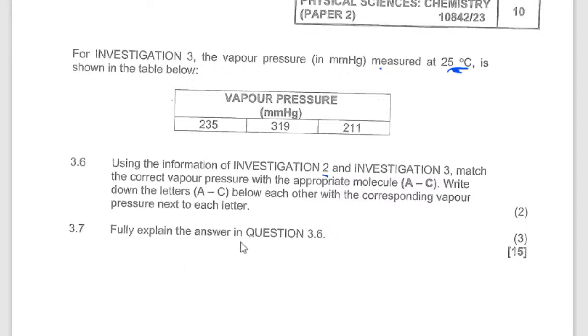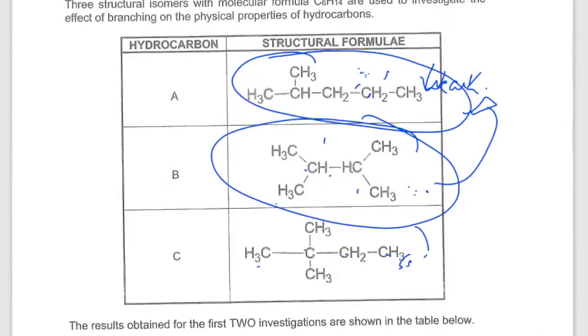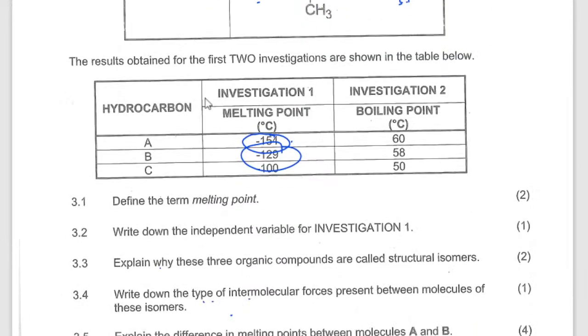So in this case, we come here and look at it. Which one has a higher boiling point? This one has a higher boiling point, so it's going to have the lowest vapor pressure. So A must be the lowest. Then this one is next, and then this one is going to be the last.